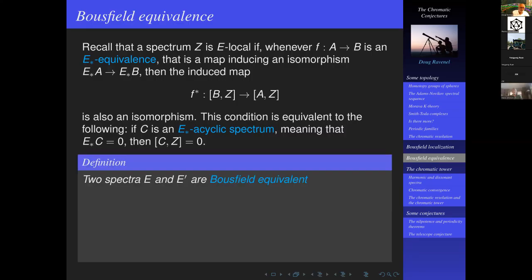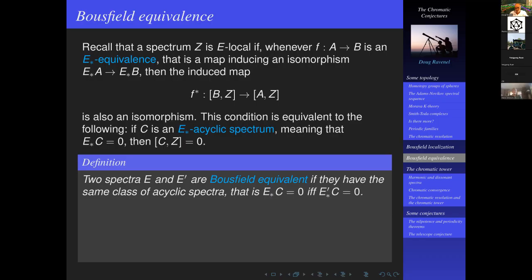So here's a definition. We're going to say that two spectra E and E prime are Bousfield equivalent if they lead to the same class of acyclic spectra. That is, the E star homology of C vanishes if and only if the E prime star homology of C vanishes. So this is a very coarse equivalence relation on spectra. This is very far removed from homotopy equivalence. It's a much coarser equivalence relation.